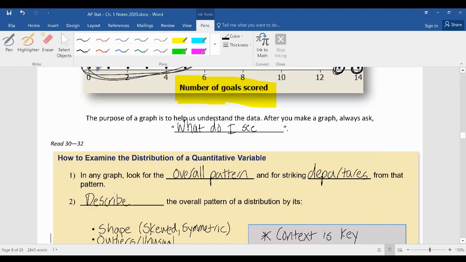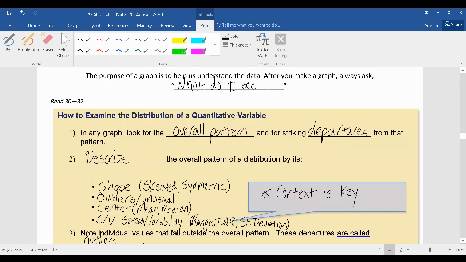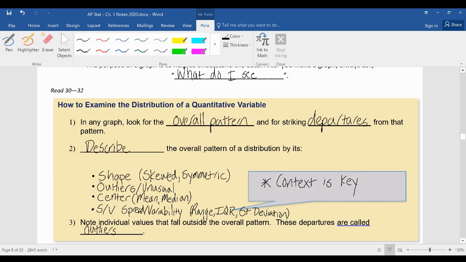So how do you actually examine the distribution of a quantitative graph? When you're looking at the distribution of a quantitative variable, in any graph, look for the overall pattern, and then for any striking departures from that pattern. So we saw that the majority of the goals scored were from 0 to 5, but then we saw those 2 potential outlier points at 13 and 14 goals. So what do we do? How do we describe a distribution?